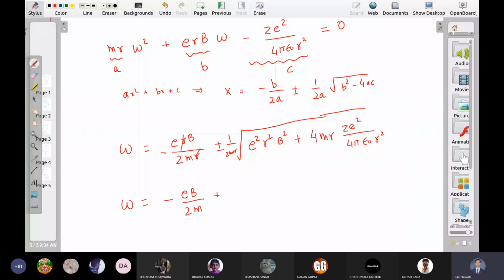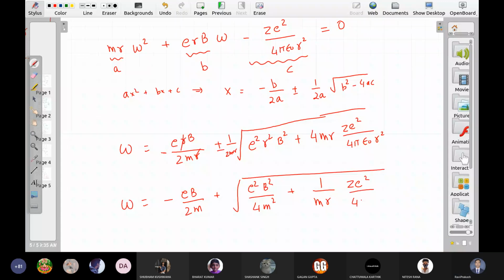Any success from here? Let us see what we get. So let me bring this 2m inside. When I take it inside, it will become 4m square. So I get e square B square upon 4m square here. 4 cancels. I will get 1 upon m, Ze square upon 4 pi epsilon naught r square.